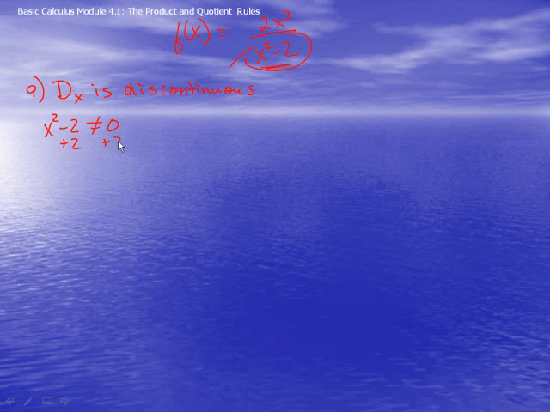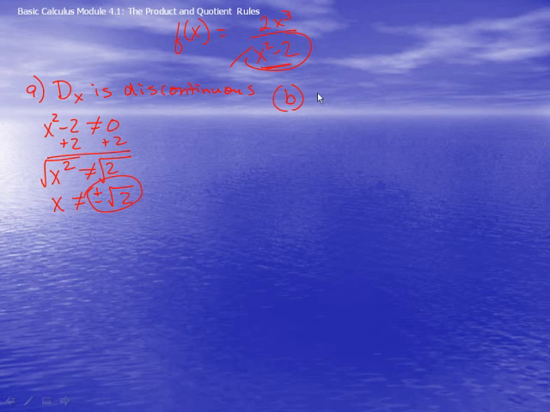I'll add 2 to both sides. So that gives me x squared can't be equal to 2. And we're going to take the square root of both sides. So x can't be equal to, and when you take the square root of an x squared, then you get plus or minus values because of the absolute value. So x cannot be equal to plus or minus square root of 2. So these are 2 points where they are discontinuous.